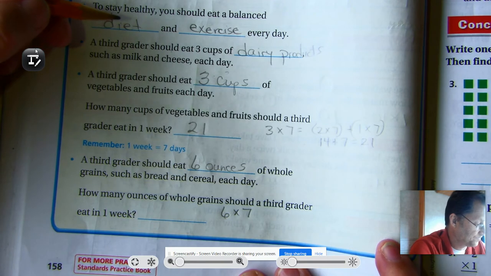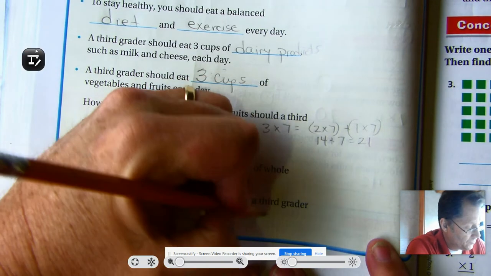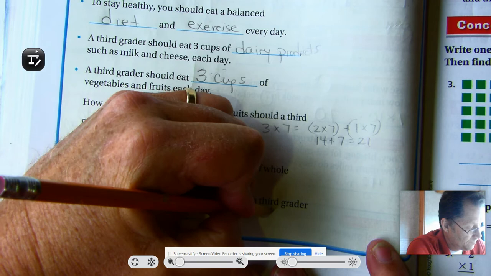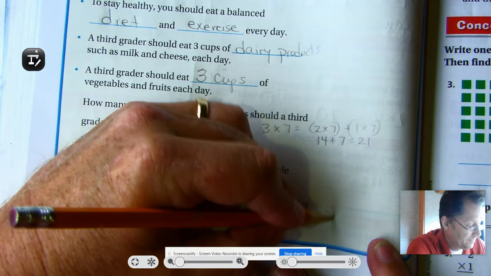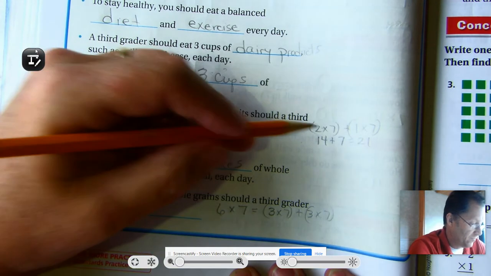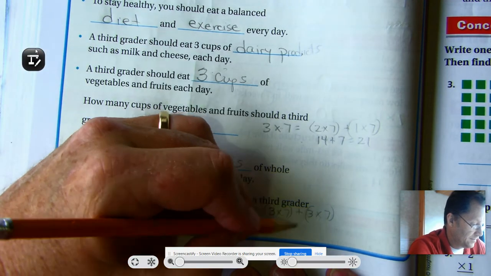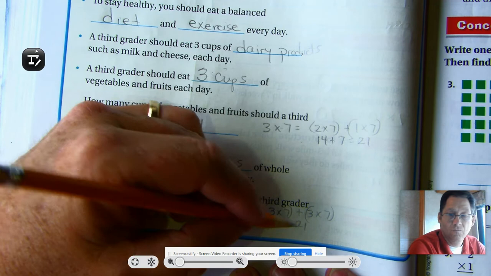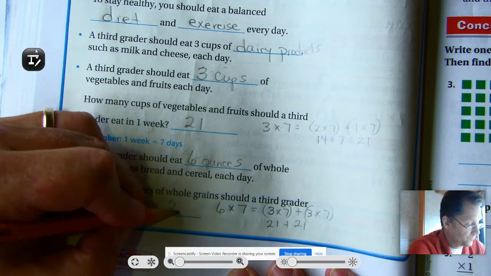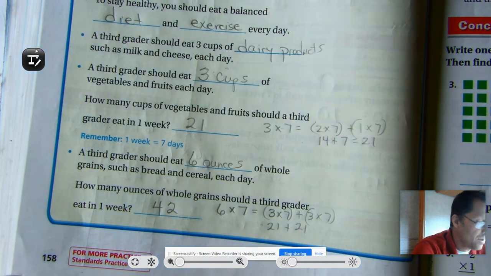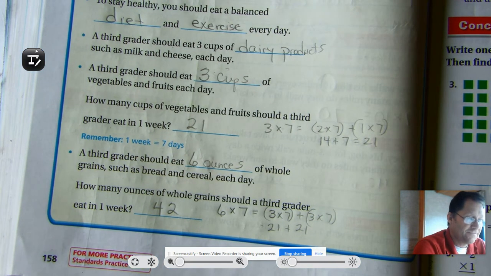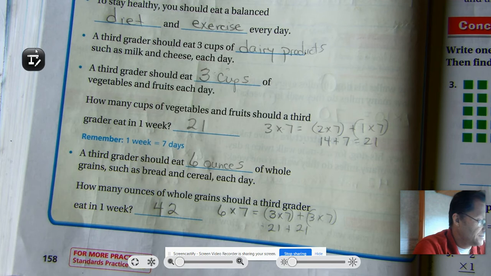And we can use the idea of doubling. So 3 times 7 plus 3 times 7. 3 times 7 we know is 21 plus 21. 1 and 1 is 2. 2 and 2 is 4. So 42. All right, so that's it for lesson 4.5.